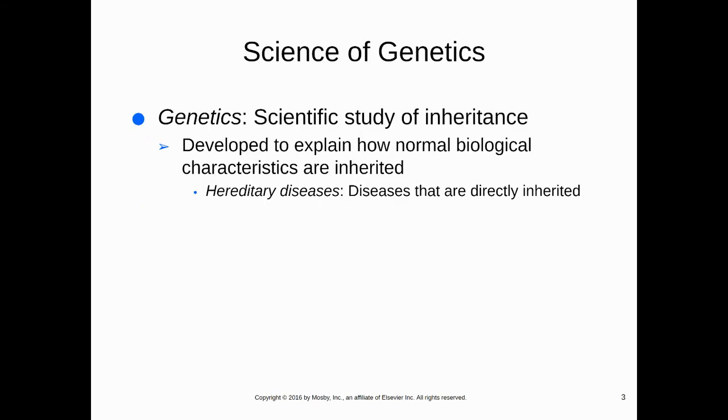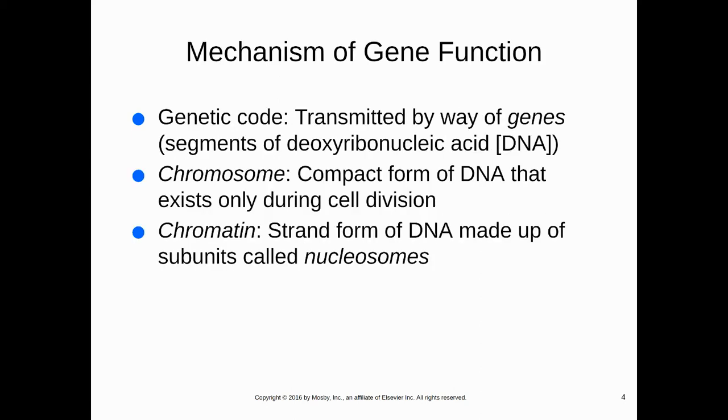Okay. So essentially, whenever we talk about any type of genetics, we're going to talk about the scientific study of how things are inherited. So explaining how certain characteristics are inherited from mother to daughter, or from father to daughter, or whatever the case may be. What motivates people to study genetics in the first place is how diseases are directly inherited, because you do have diseases that are able to be inherited.